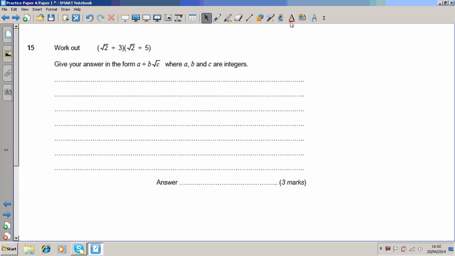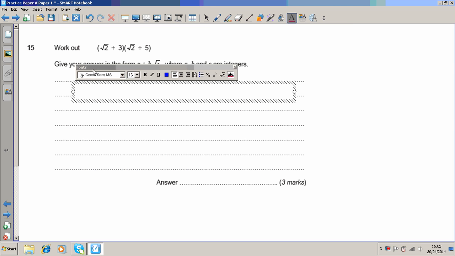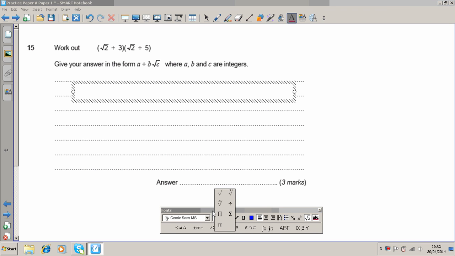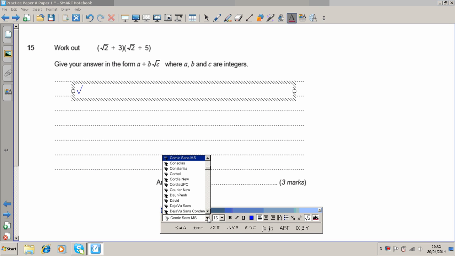15 surds. Oh yeah, gotta love a surd. Set this up then, get myself a little surd sign sorted out.